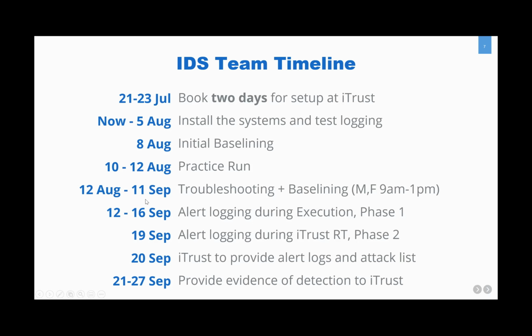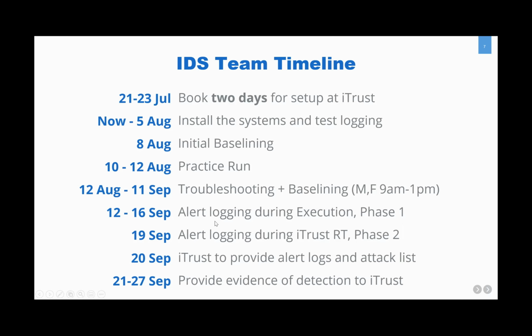So 12th August to 11th of September, that's a 1 month period, will be about troubleshooting as well as regular baselining, which we'll conduct twice a week on Monday and Friday in the morning sessions. So these baselining exercises will further help you improve the performance of your detectors and IDS systems. So this will happen until 11th of September. And then from 12th to 16th of September, we'll have the actual execution of the exercise.